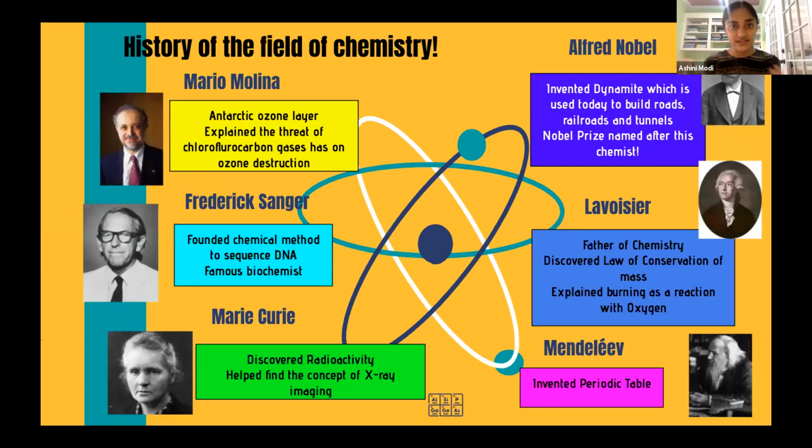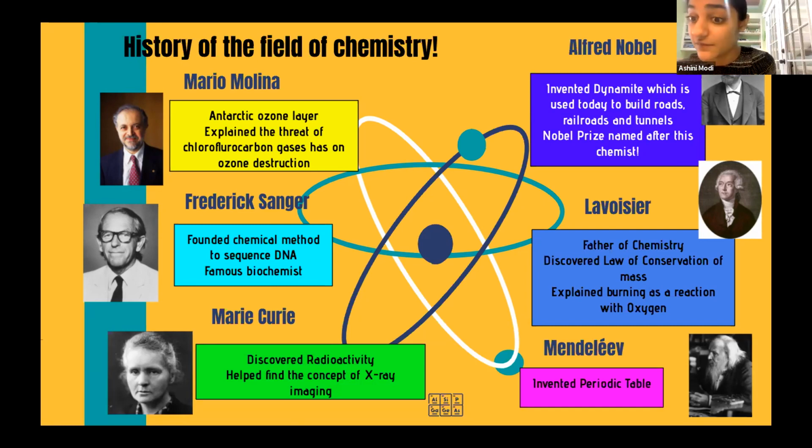So, a little bit of the history about the field of chemistry. Here are some very famous historical figures. You have Alfred Nobel, who invented dynamite, which is used today to build roads, railroads, and tunnels. And the Nobel Prize was actually named after him.